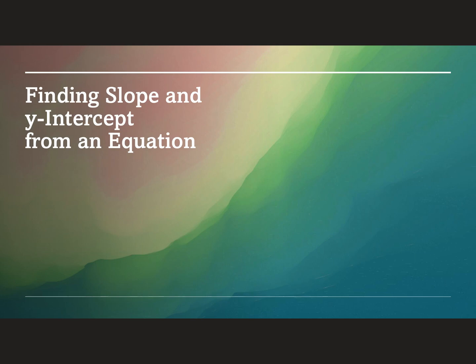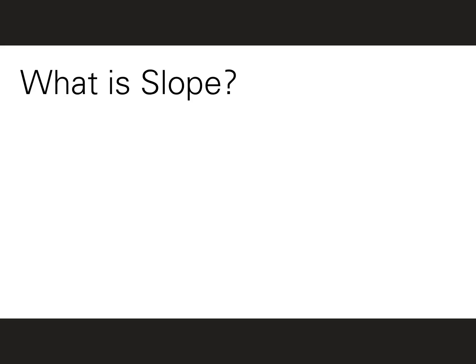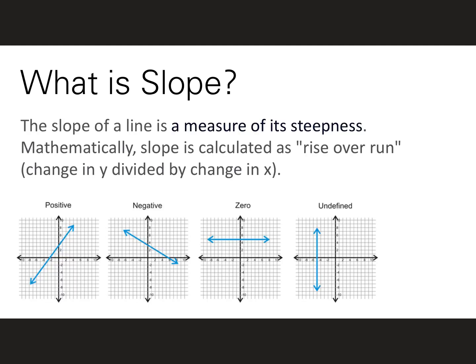Today I'm going to teach you how to find slope and y-intercept from linear equations. What's slope? Well, hopefully you've watched my other videos on types of slope and finding slope from graphs and ordered pairs and tables. The slope of a line is a measure of its steepness. We do rise over run, the change of y over the change of x. And if you remember, we have 4 types of slope: positive, negative, zero, and undefined.